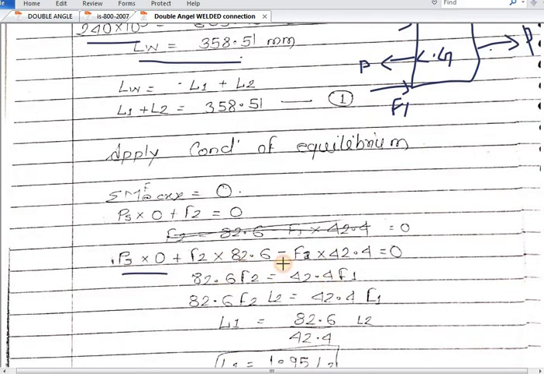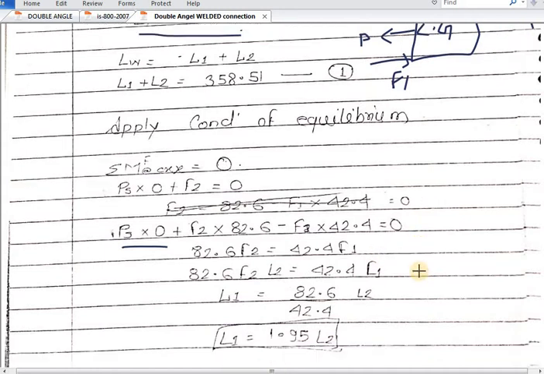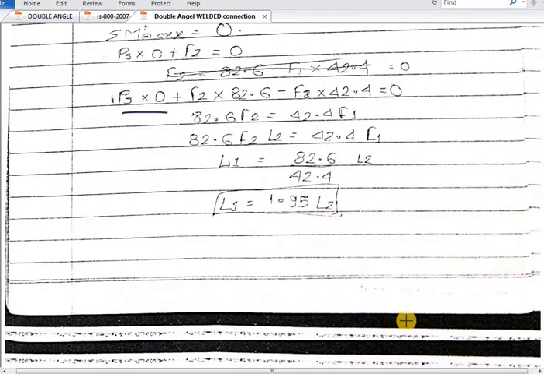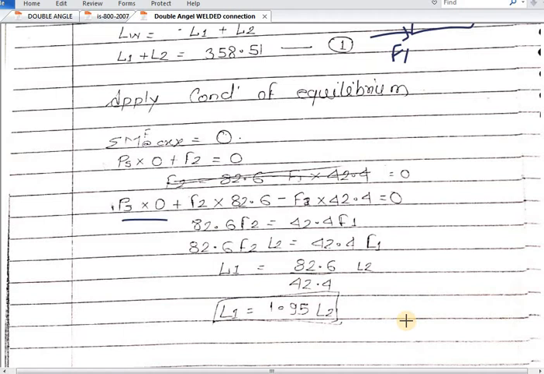So this part is 0, so taking towards right, what is the relationship between F1 and F2? F2 is nothing but Ps into L2, and F1 is equal to Ps into L1. Ps and Ps get cancelled, so the L1 and L2 relation comes to be 1.95. So L1 is equal to 1.95 times L2.